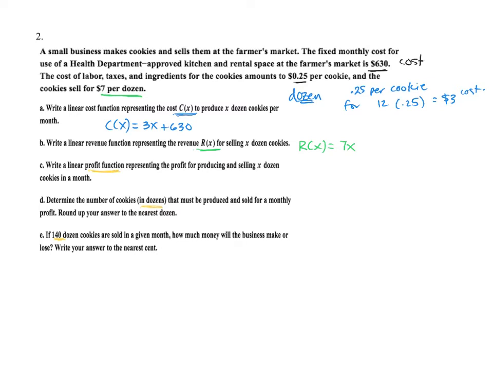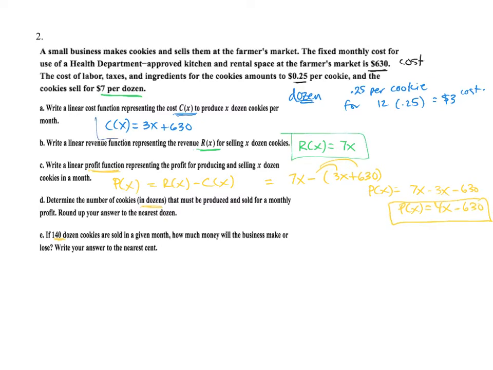Now profit would be, you take how much you make, your revenue, and you subtract the cost. And what's left over is hopefully a positive number. Hopefully you're making a profit. So if we're supposed to write a linear function representing profit, we would take our revenue, 7x, and subtract our cost, which was 3x plus 630. That would give us 7x, distribute our negative there, minus 3x, minus 630. So the final profit function is 4x minus 630. There we go. We've got revenue, cost, and profit.